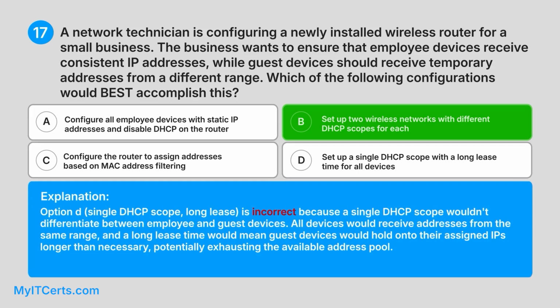Option D. Set up a single DHCP scope with a long lease time for all devices is incorrect because a single DHCP scope wouldn't differentiate between employee and guest devices. All devices would receive addresses from the same range, and a long lease time would mean guest devices would hold onto their assigned IPs longer than necessary, potentially exhausting the available address pool.